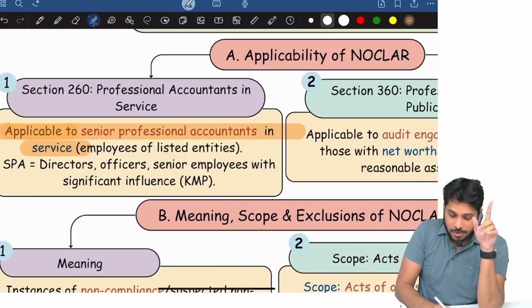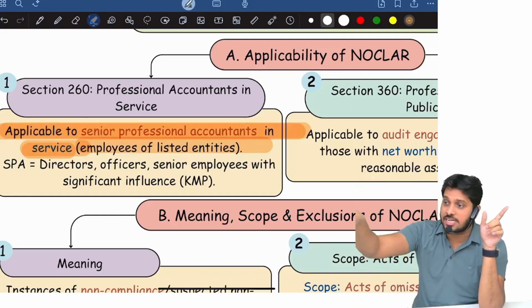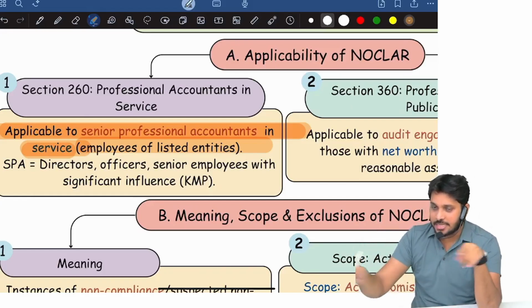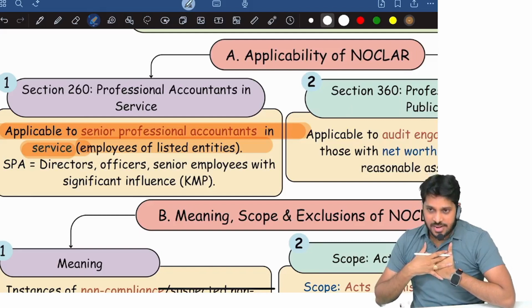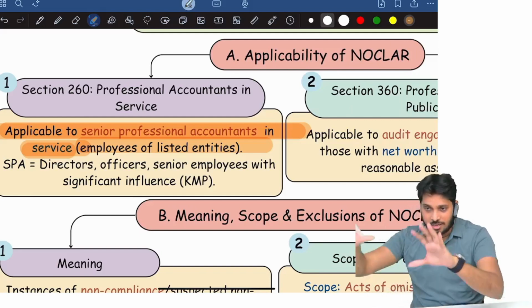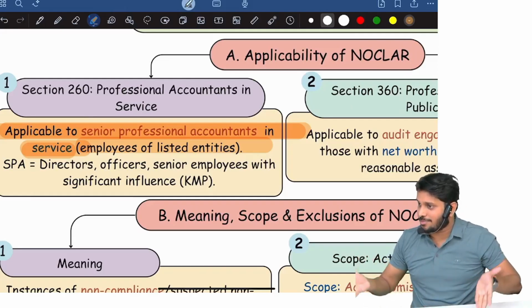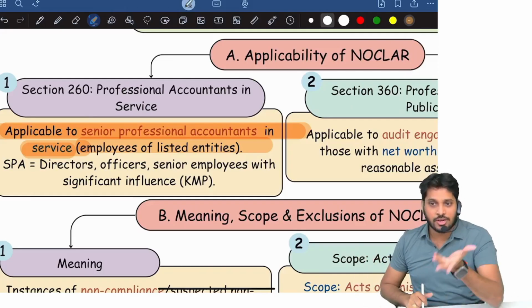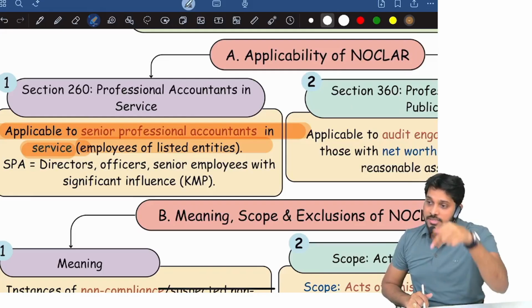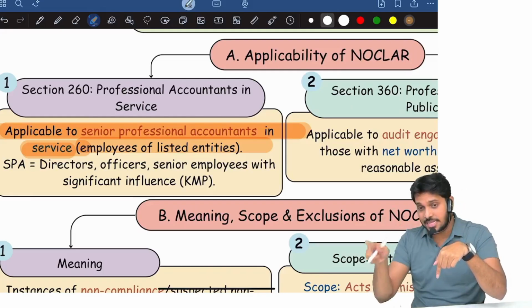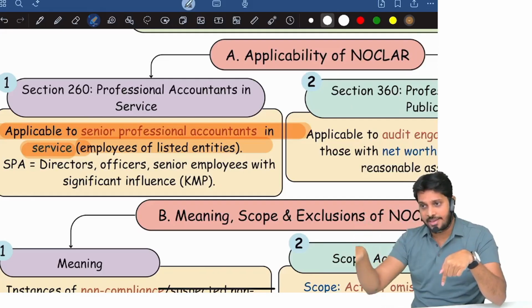Now, senior professional accountant, that too in a listed entity. NOCLAR is applicable only for listed entity clients. Suppose I'm a director of finance and also a chartered accountant. Only if the person is a chartered accountant and a member of the Institute, then NOCLAR is applicable. If you are not a member of the Institute, NOCLAR is not applicable. NOCLAR is a guideline issued as a part of the Code of Ethics, which is issued by ICAI.